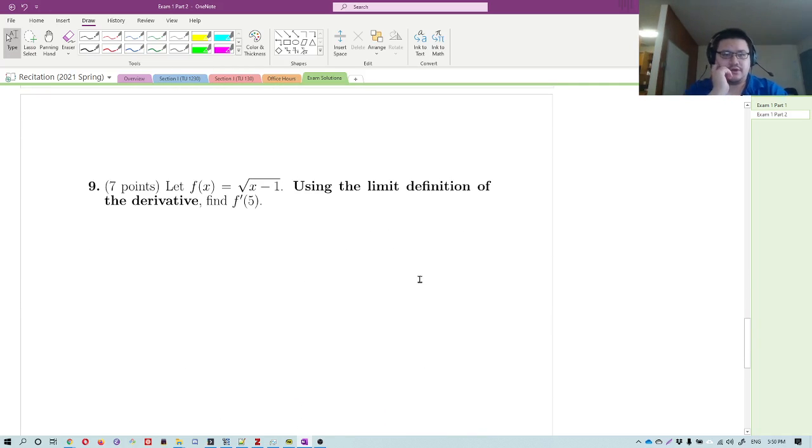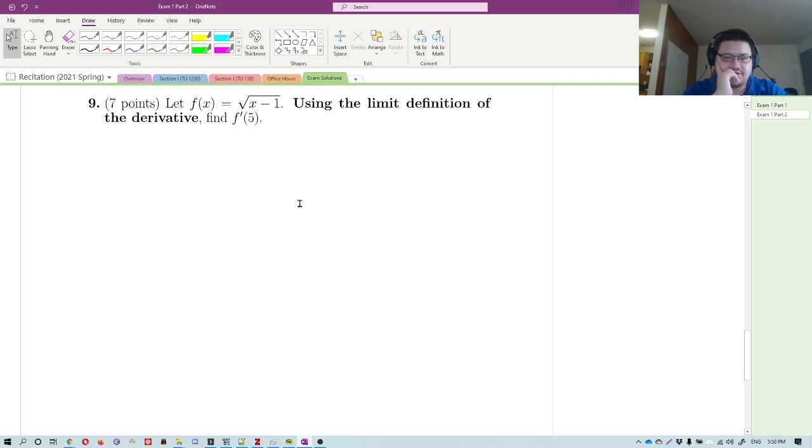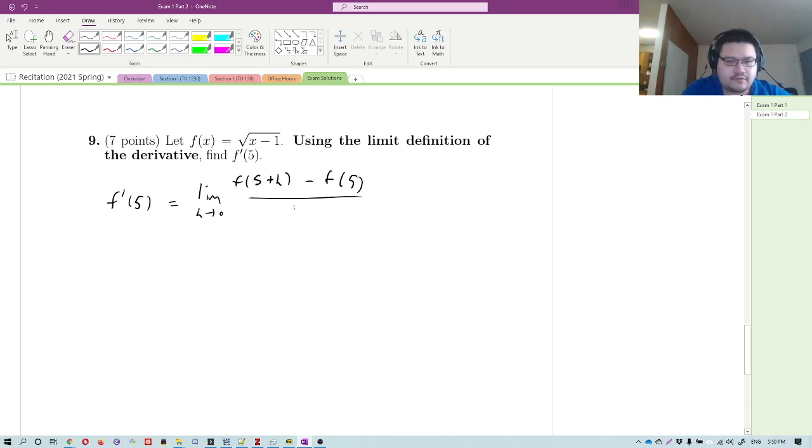Okay, and then for 9, let f of x equal this. Using the limit definition, find f prime at 5. So we just need to use the limit definition. This is the version of the limit definition that is not the abstract one. This is the one where we have a in it. So limit as h goes to 0 of f of a plus h, where a is 5 in this case, so f of 5 plus h minus f of 5, all over h.